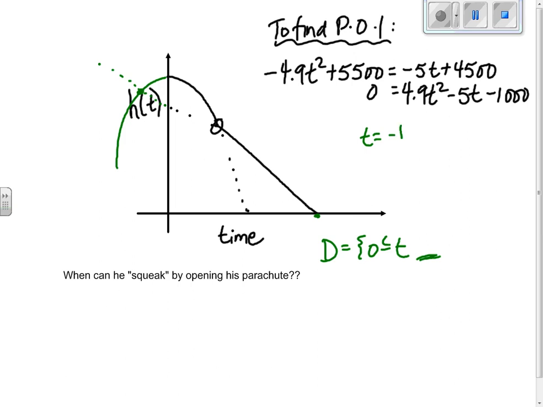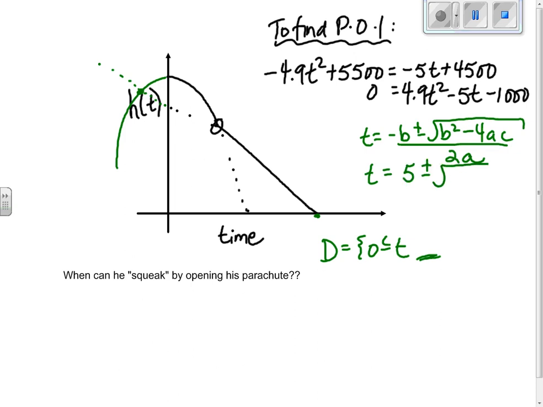Let's write the formula out. Negative b plus or minus the square root of b squared minus 4ac over 2a. Negative b would be a positive 5 plus or minus b squared is 25 minus 4 times 4.9 times negative 1,000. All over 2 times a is 2 times 4.9 is 9.8.